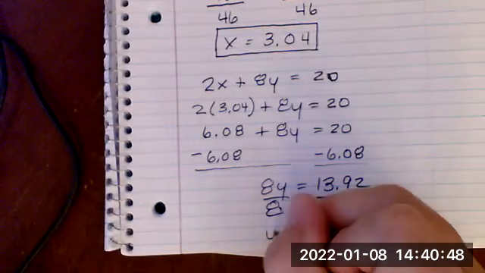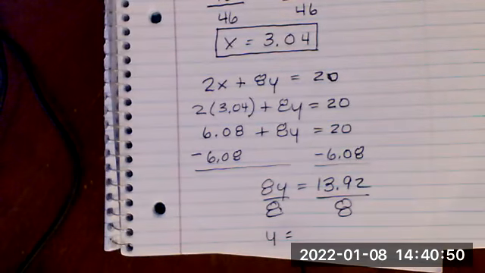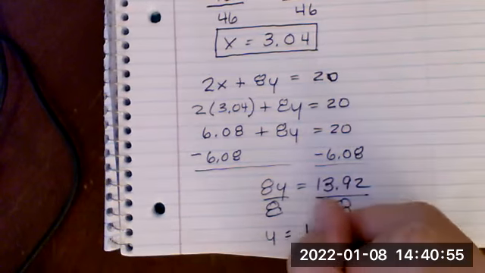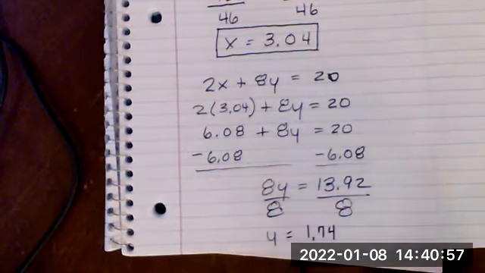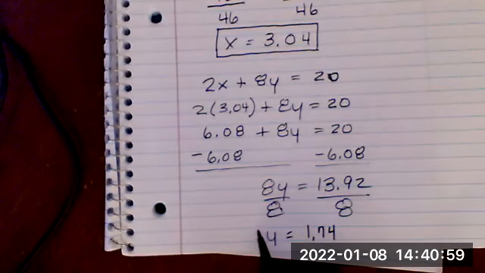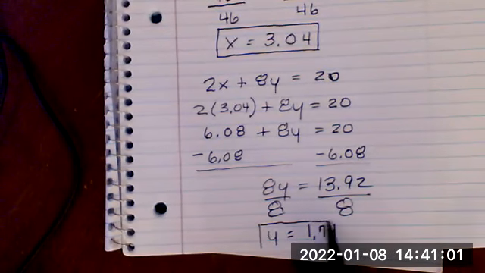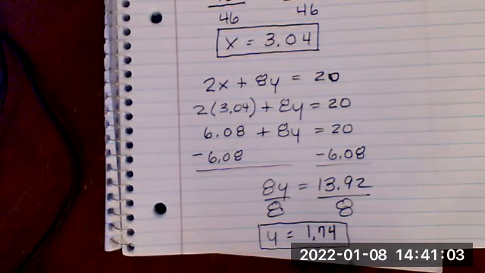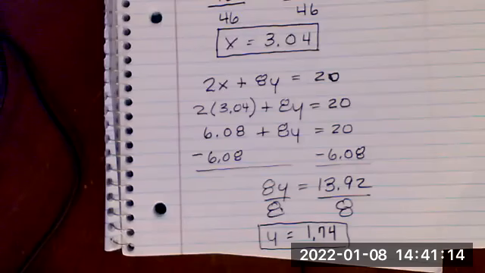So therefore, y divided by 8 equals 1.74. 1.74. And we should box in our answers. Always box in your final answers. Okay? All right, we're going to work 2 more problems here. Okay, the next problem is a trig problem.